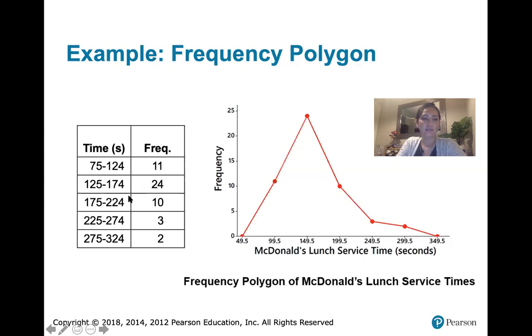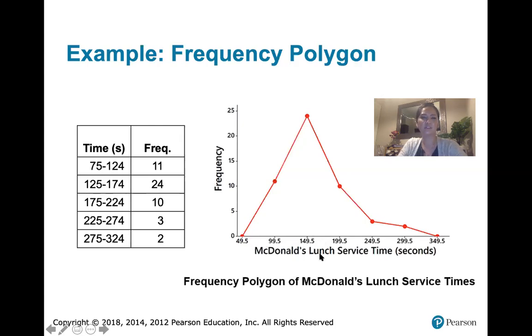And then you do the same thing here. The average of 125 and 174 turns out to be 149.5. You plot the 149.5, the class midpoint for this class, along with the frequency of 24. And that's that point right there. And you do the same thing for all of the other ones.